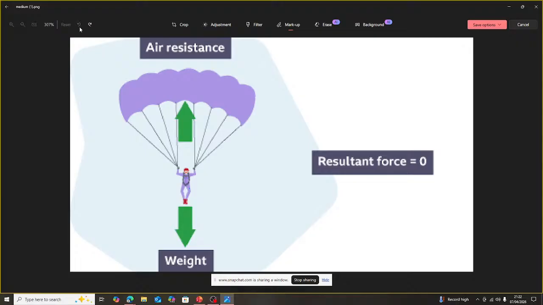So he opens the parachute. The surface area increases, so that means the air resistance increases. For the first time in forever, the air resistance is actually greater than the weight. Say the weight is like that big. The weight's not that big. So the weight is probably like. Exactly.